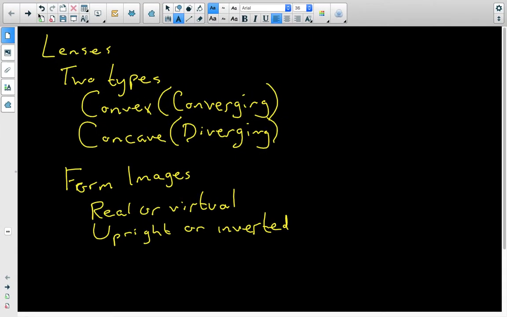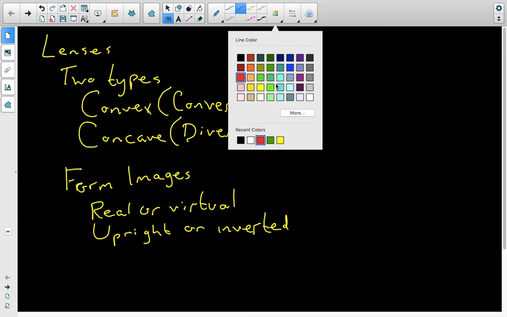I'm going to talk about lenses now, and I want to be much more careful than I was in the previous video. There are two types of lenses. One is called convex and one is called concave. If we want to see what a convex lens looks like, it looks like what we think of as a lens. That's a convex lens.